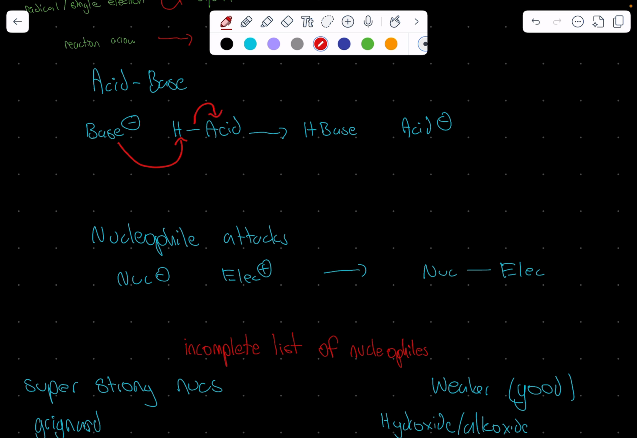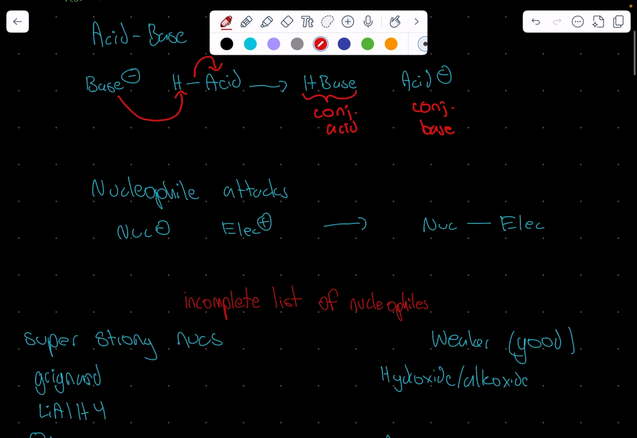The products of this reaction are a conjugate acid and a conjugate base. This is vocabulary you might hear in a lecture, so it's important to be familiar with a base, acid, and the corresponding conjugate acid and conjugate base.